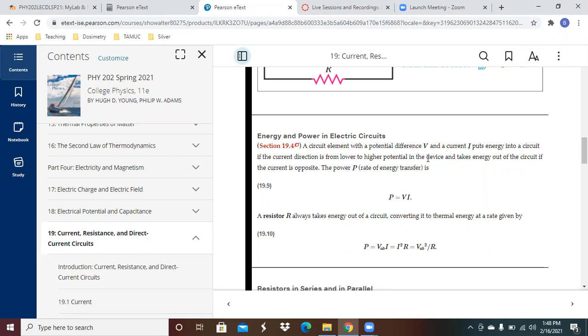A resistor always takes energy out of the circuit, converting it into thermal energy at a rate given by power is equal to the voltage times the current. And then you replace the voltage there with IR until you can see the I squared R develop. Or you can rewrite that as the voltage squared divided by the resistance, depending on what information you might have at that particular point.